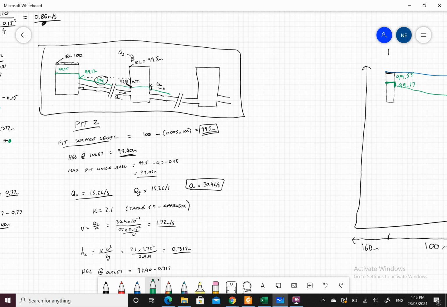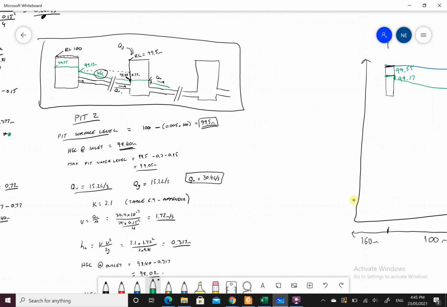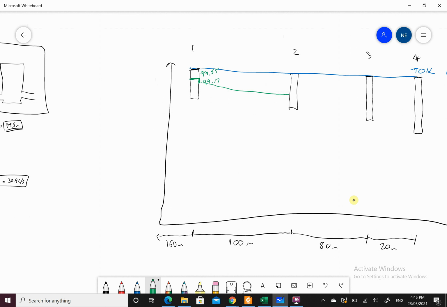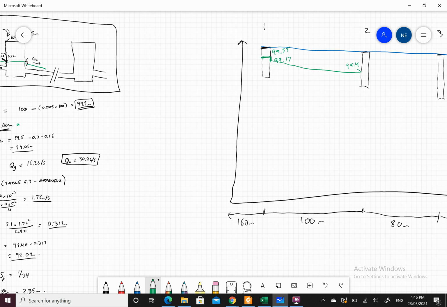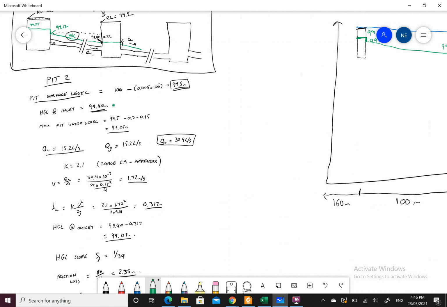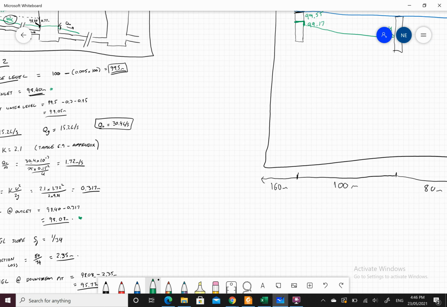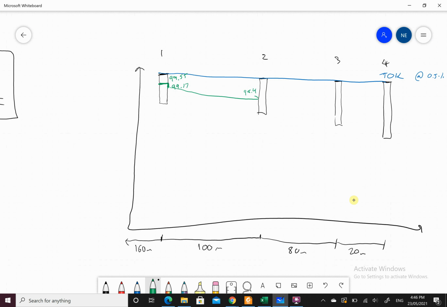That will then fall across, and it reaches some point, and that point at pit 2, as we calculated before, was 98.4. So the point there is 98.4. It then drops to my hydraulic grade line at the outlet, which is this one, 98.08. And then it keeps going. So I see my hydraulic grade line.